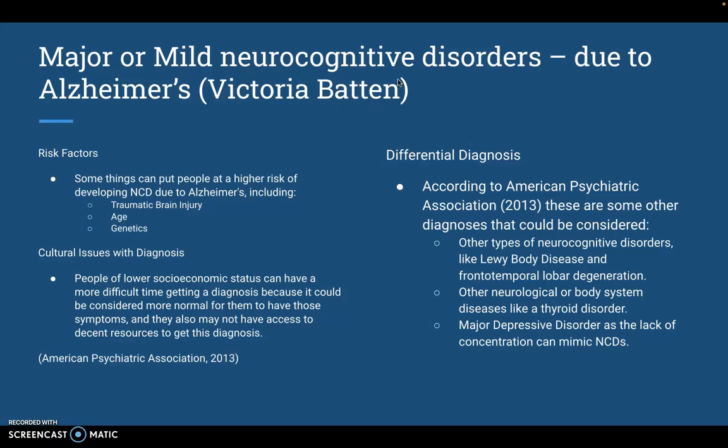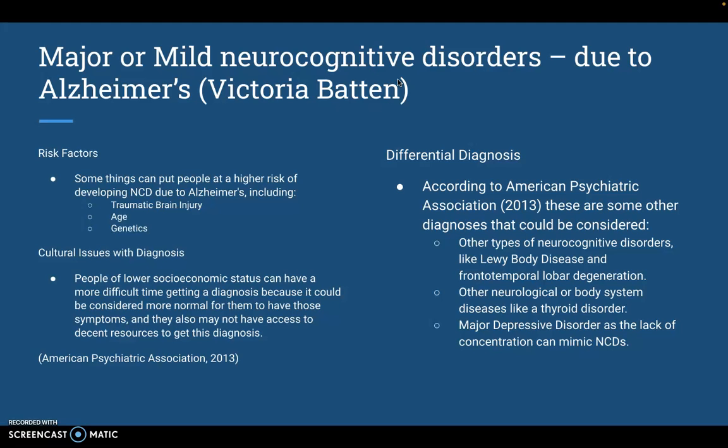Some risk factors that can put people at a higher risk of developing a neurocognitive disorder due to Alzheimer's include traumatic brain injuries. Having a traumatic brain injury at any point in life makes you more likely to develop that. Age, as Alzheimer's is typically something that is present in the older years. And then lastly is genetics. Alzheimer's can be genetic, and again, in order to have probable Alzheimer's disease, you would need to have that genetic mutation either documented in your history or through genetic testing.